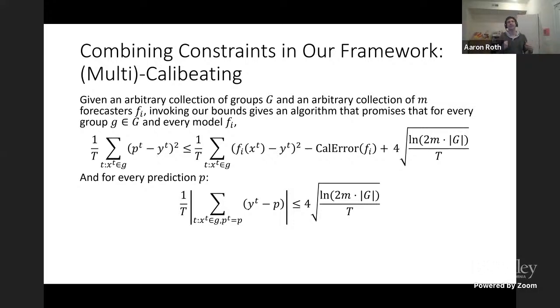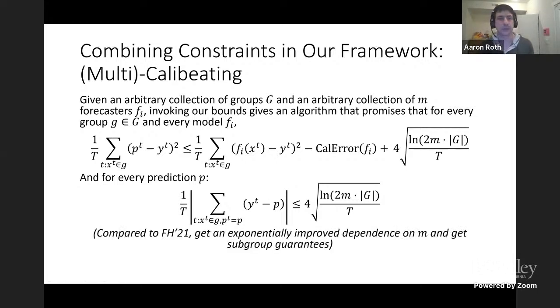Right, if you predict the mean of the label distribution, you zero out the regret constraints as well as the calibration constraints. And so what you can get is that for any group, the squared error of our predictions on that group is at most the squared error of the best model on that group. In fact, even better than that, better by the calibration error of that model, plus a regret term that scales with the number of models and the number of groups. And also simultaneously, your predictions are multi-calibrated.